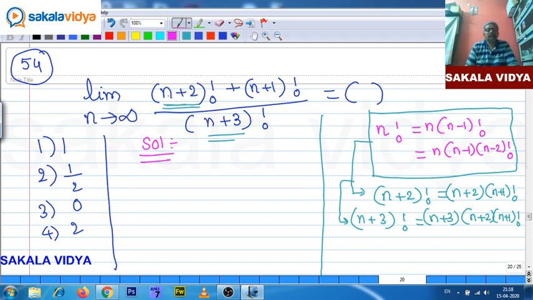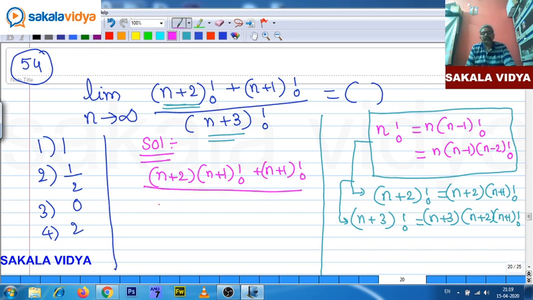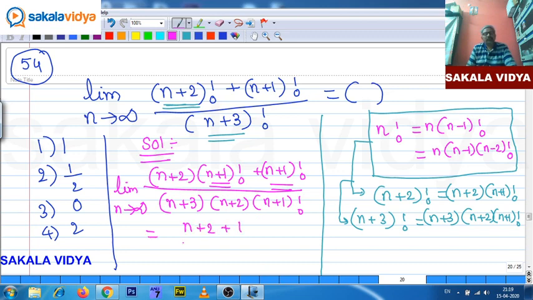Now this (n plus 2) factorial we can write as (n plus 2) into (n plus 1) factorial, plus (n plus 1) factorial, upon (n plus 3) factorial, which we can write as (n plus 3) into (n plus 2) into (n plus 1) factorial, limit n approaches to infinity. Now we can take out (n plus 1) factorial common, it cancels, and we get (n plus 2 plus 1) by (n plus 3) into (n plus 2).